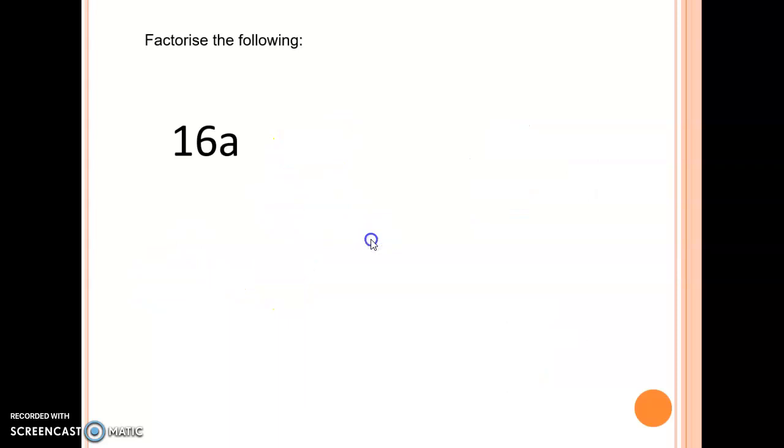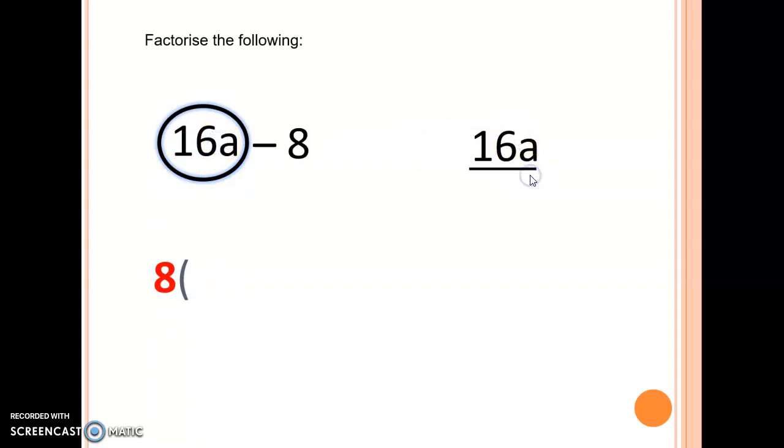Last question here, I think, 16a minus 8. So we've got to again try and find out what's in common between both of these terms in the expression. So you have 16a and we have an 8. So let's start off with the numbers. 16 and 8. So the highest common factor between the 16 and the 8 is an 8. And we've no letters in common, so we just pull out the 8. Open up a bracket. To decide what goes inside, we've got 16a here, and we're going to divide that by the 8, and we're going to get 16 divided by 8 is 2, and it's going to be 2a.